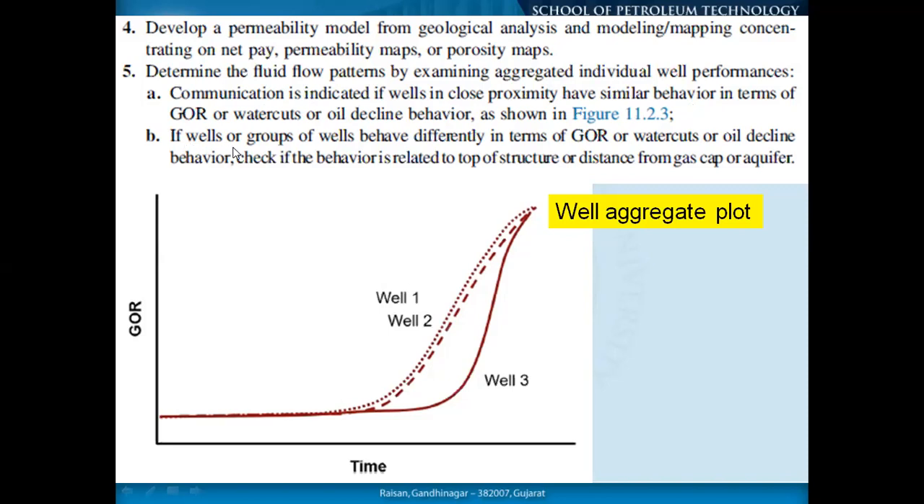Okay, so if wells or groups of wells behave differently in terms of GOR or water cut or oil decline behavior, check if the behavior is due to top structure or distance from the gap, or if there is a discontinuity in between. So this is what we have discussed. You see the GOR pattern is following the same trend. So that means once pressure is decreasing, a well aggregated plot means you are trying to understand whether all the wells in this aggregate or in this area are behaving similarly. That means they are in well communication. If their behaviors are not the same, that means they are not in communication.